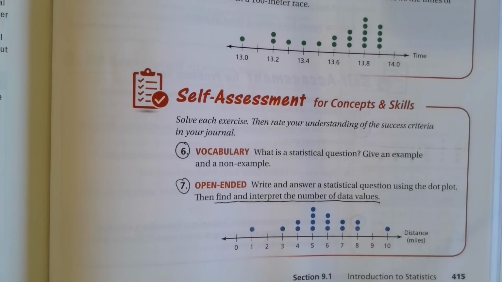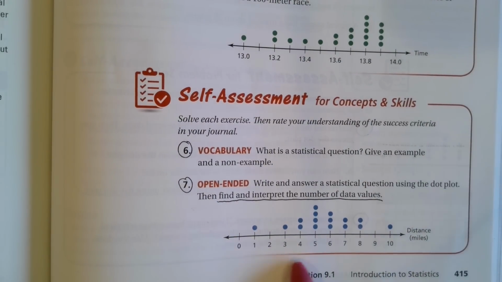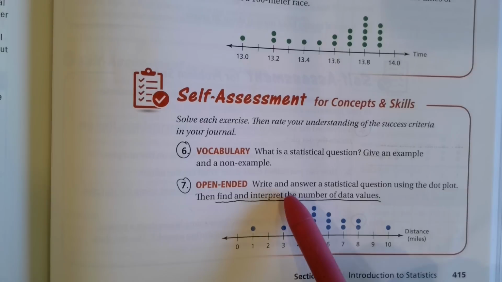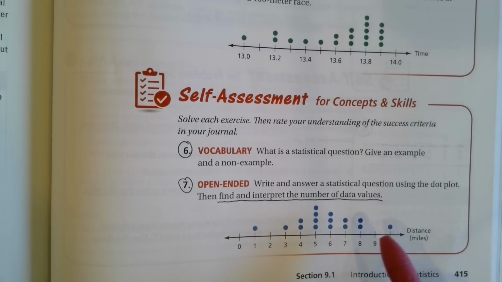Okay, so now this example you should try on your own. You should be able to find and interpret the number of data values here. You should be able to write a statistical question that you can answer using that dot plot. So pause the video and get that. Find and interpret the number of data values and write a statistical question using the dot plot.